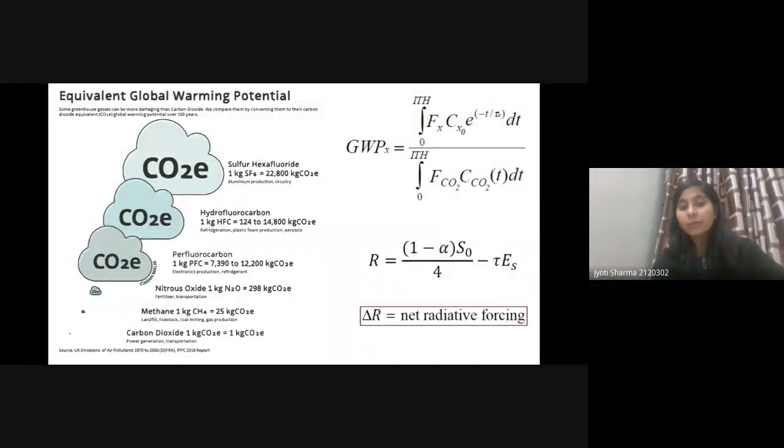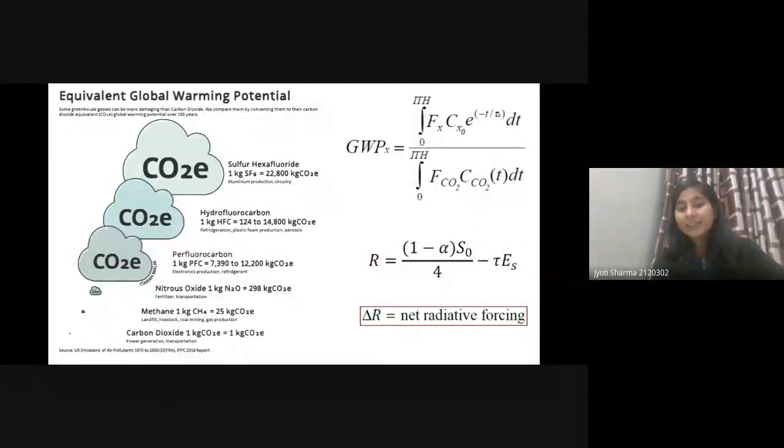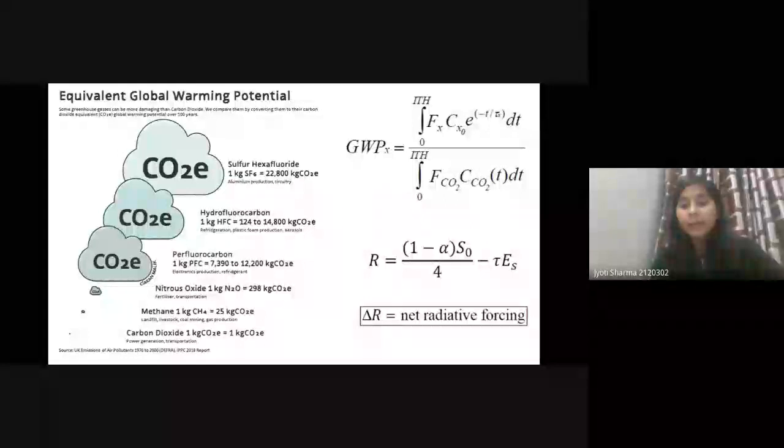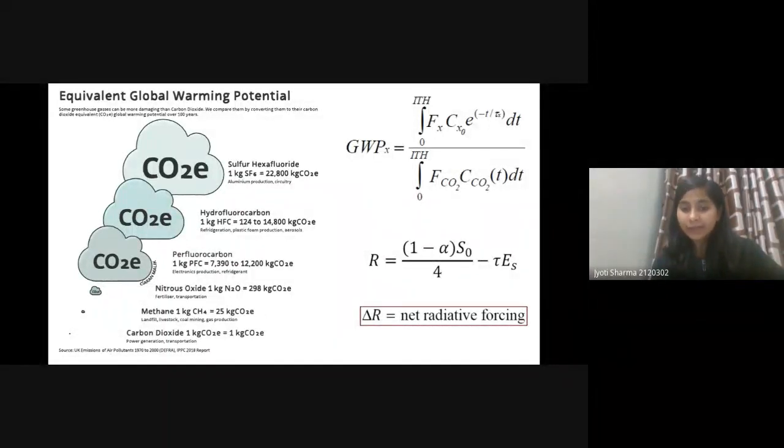And this global warming potential can be calculated by this formula. Here F is the radiative forcing, C is the concentration of that gas, tau is the residence time, or let's say the lifetime of that gas, and T is the time period for which you want to calculate this global warming potential. And the denominator has all these values related to carbon dioxide, by which you can calculate the global warming potential. For example, you know that nitrous oxide is approximately 300 times more powerful than carbon dioxide.